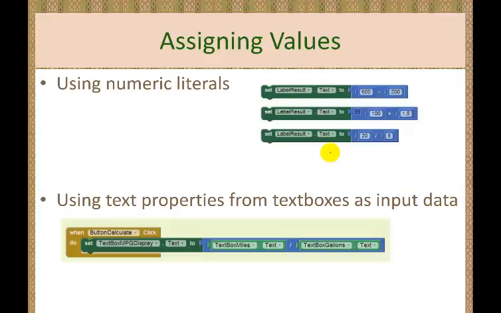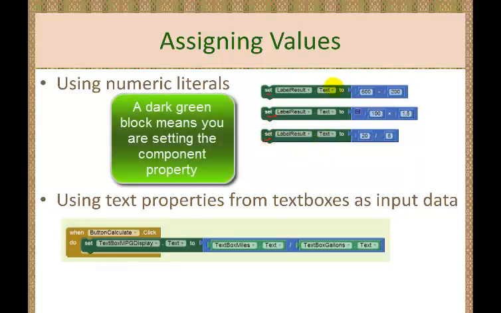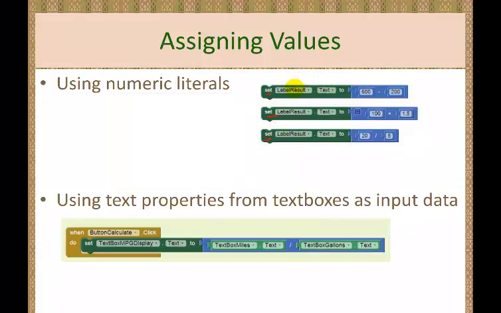Let's take a look at how App Inventor will do an assignment statement. Notice you've got your set, and this just happens to be green. That's because we're setting a component. So on the left-hand side, we're setting the text property of a label for output. And then on the right-hand side, we're doing a subtraction operation, a multiplication operation, and a division operation. You can also do this and not have the literals like we have here.